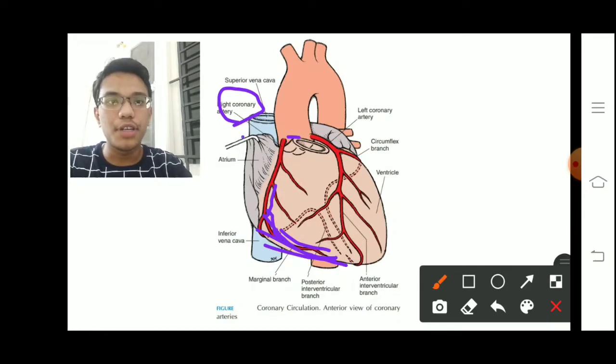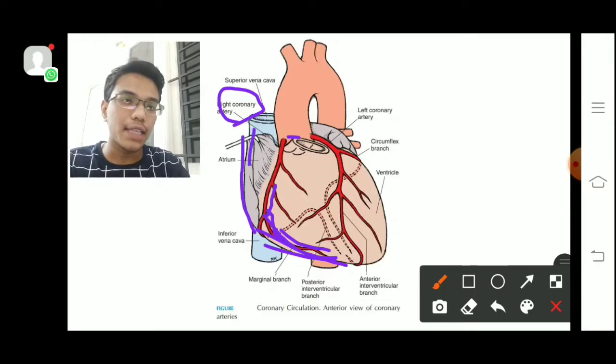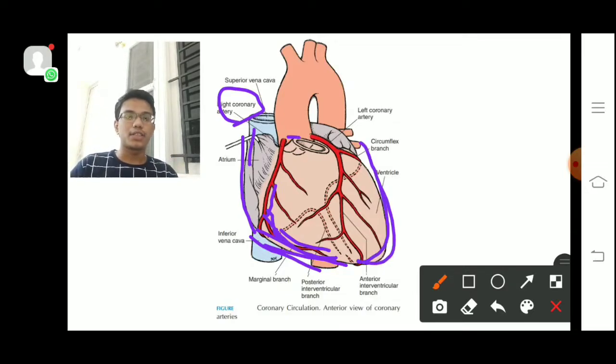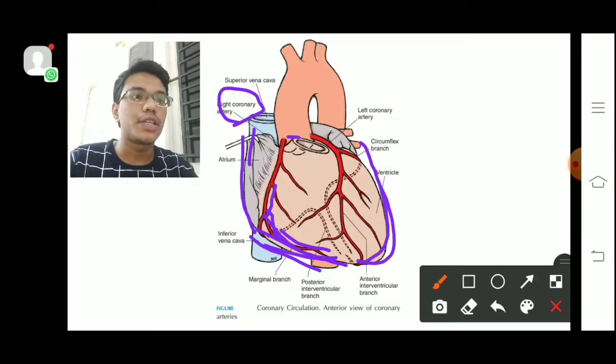The right atrium will take over the right border of the heart totally, and the inferior portion of the heart will be made by the right ventricle, and the left ventricle will form the left heart border, and the apex will be formed by the left ventricle. Okay, this is the general anatomy to know the types of MI.